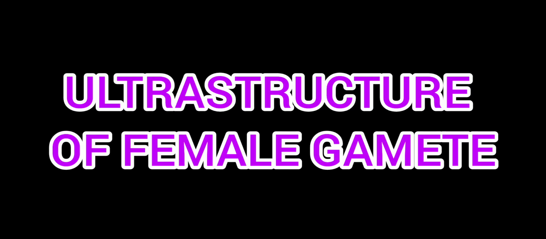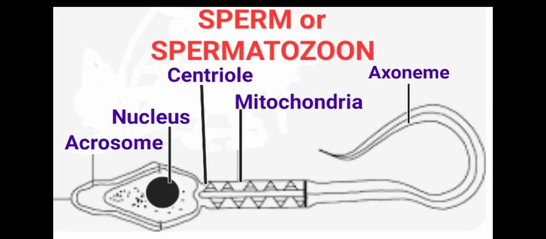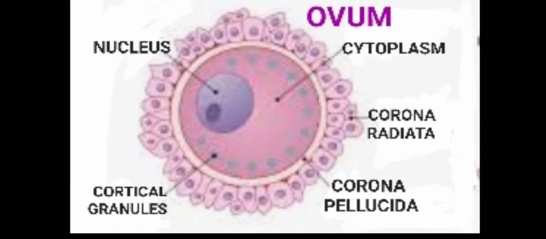In this video, our focus is mainly on the ultrastructure of the gamete cells in human. The female gamete is called the ovum and the male gamete is called sperm. Let's get started with the ultrastructure of the female gamete.